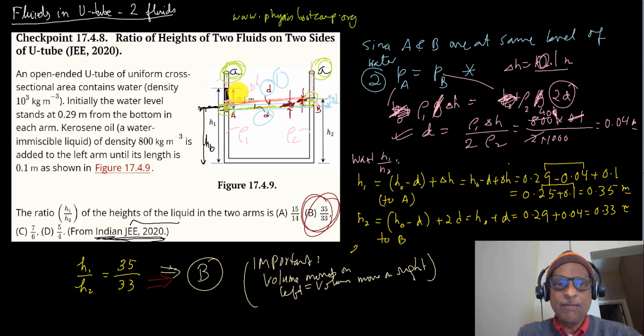And the second is that from here onward it's the same fluid, so the pressure at A is equal to the pressure at B. They're at the same level, so pressure at A equals pressure at B.